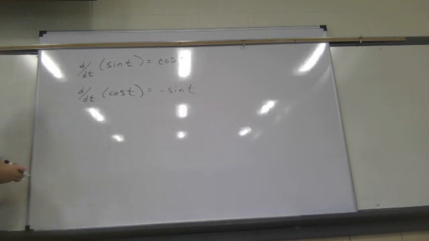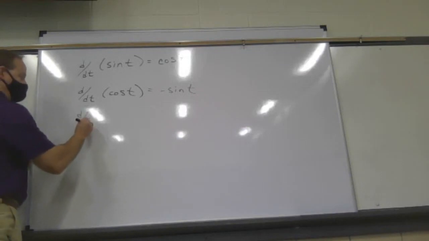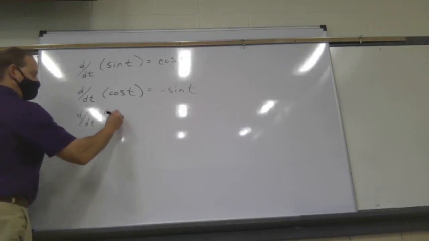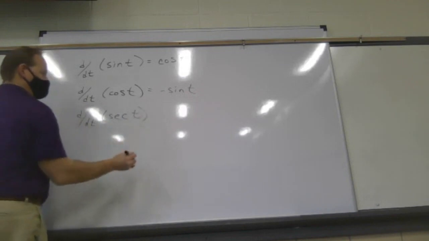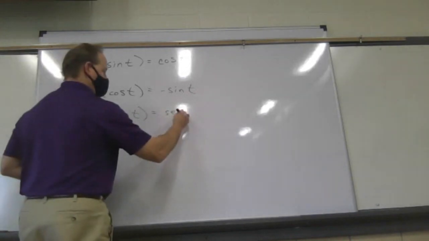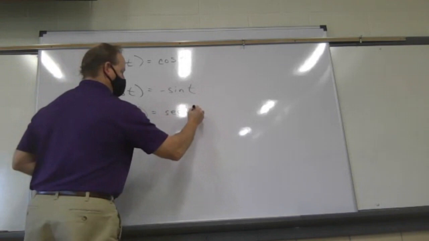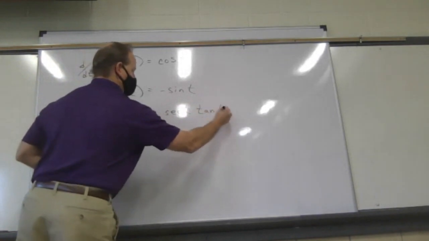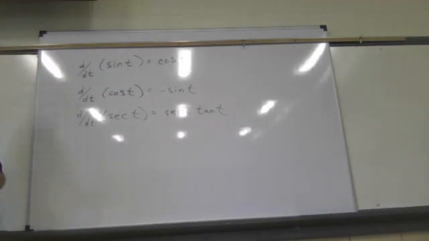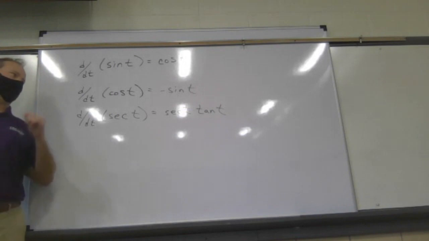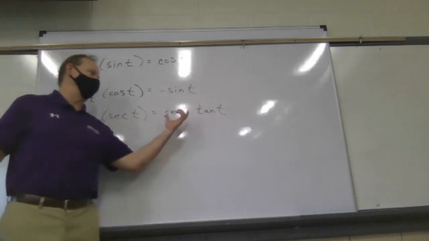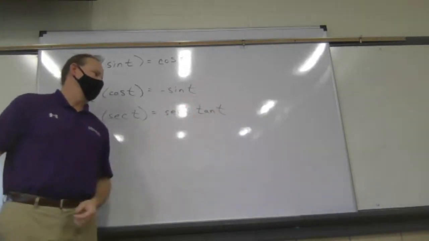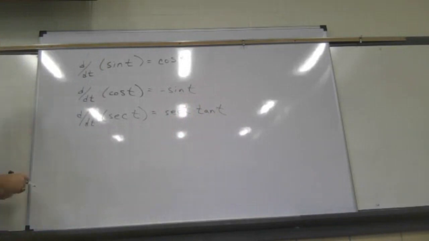Anyway, what other trig functions do we have? Secant. The derivative with respect to t of secant is secant t tangent t. Secant t times tangent of t. So the derivative of secant is secant tangent. When I say them out loud, I don't say the variables there too, but it's secant t tangent t. Okay, so that's the derivative of secant.